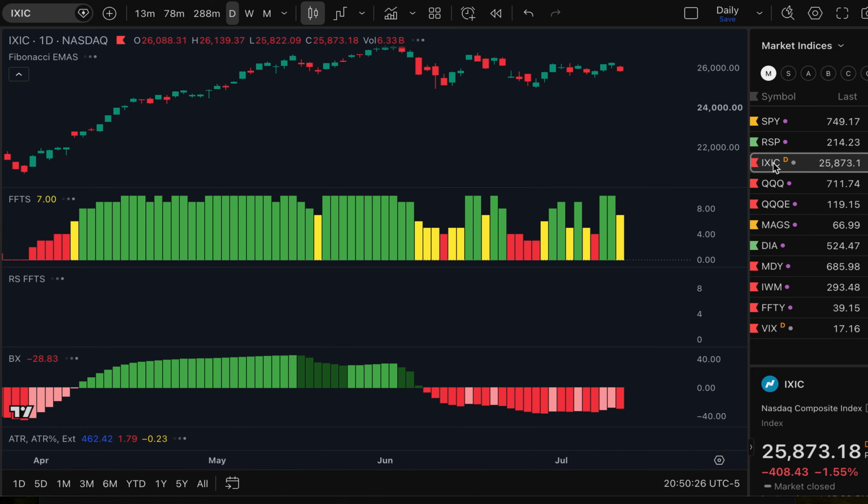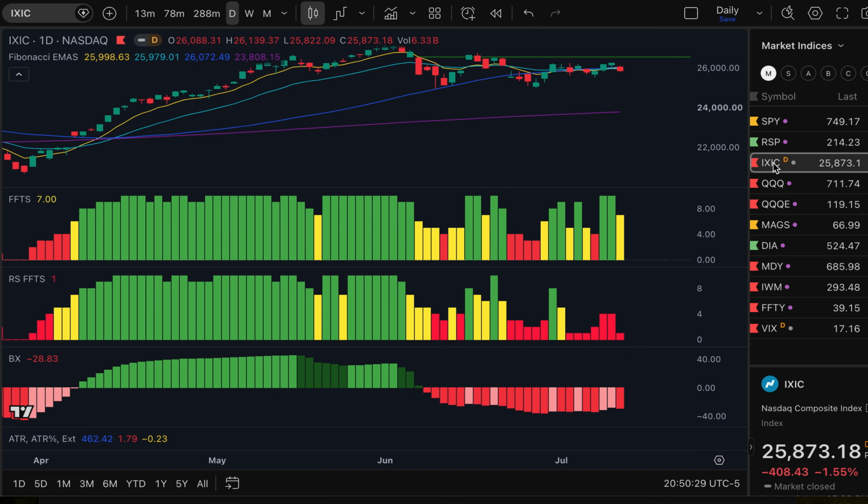Next is the NASDAQ composite. Trend is 7 out of 10. Relative strength trend is only 1 out of 10. And momentum is negative and decreasing. You can see we kind of have the 8, the 21, and the 50 all kind of coiled up here together. So it seems like it wants to either break upwards or downwards. So we'll be watching that closely this week.